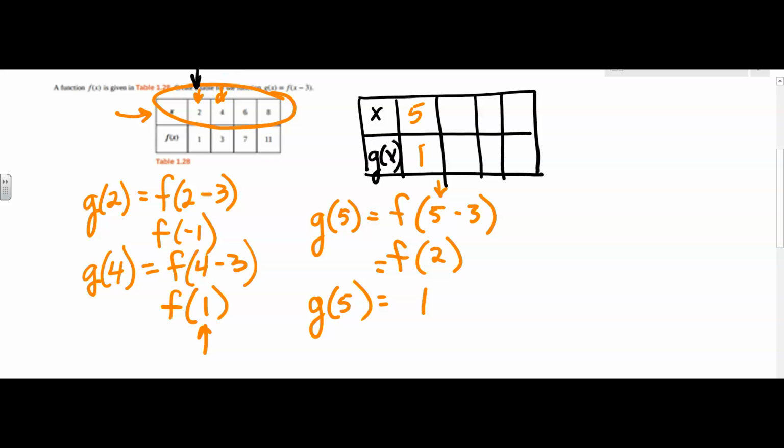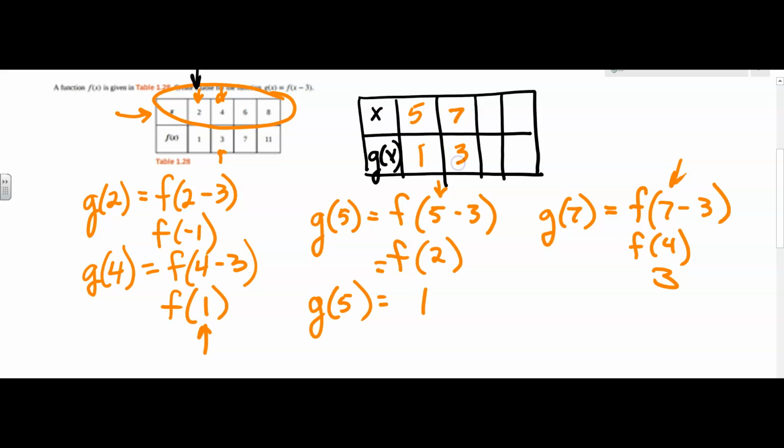So if I want to get a 4, I need to put in a 7. Okay, so g of 7 would look like f of 7 minus 3. Okay, but 7 minus 3 is 4. And I know what f of 4 is. It's 3. So what was my input? My input was 7. My output was 3.